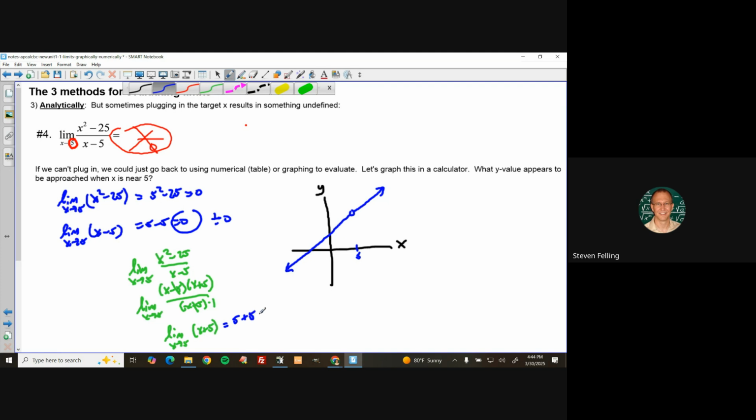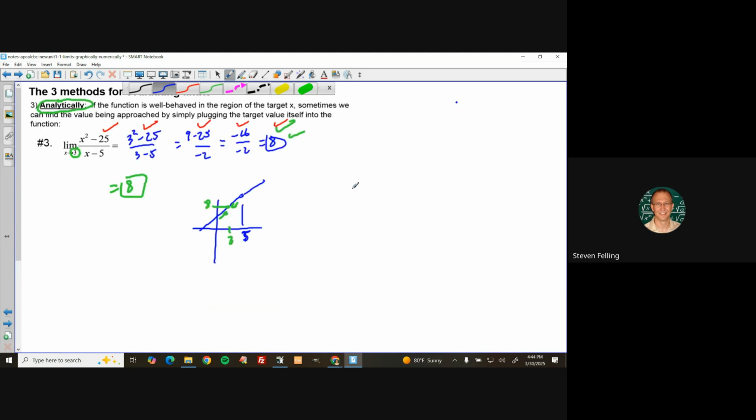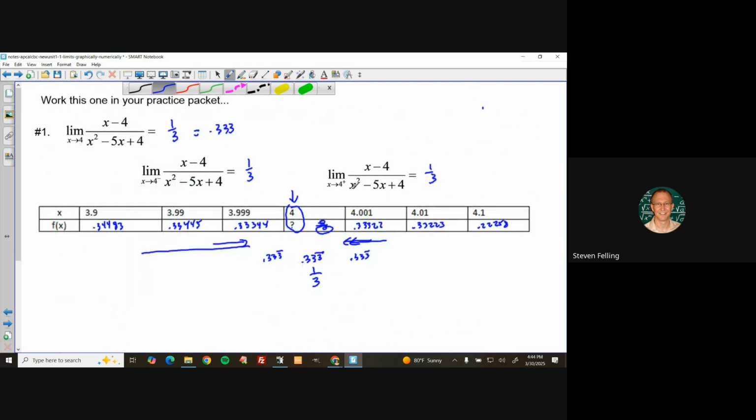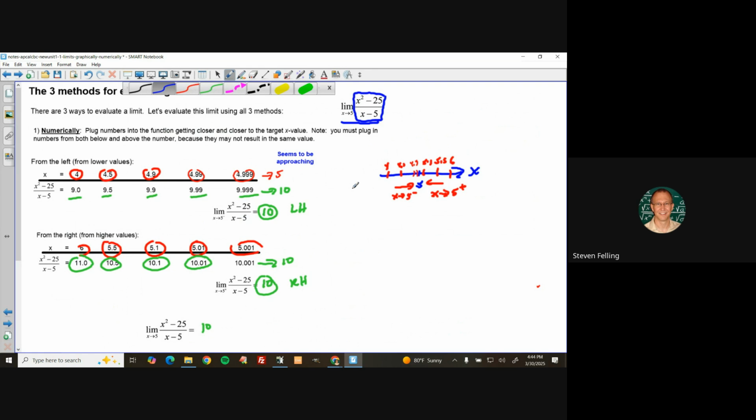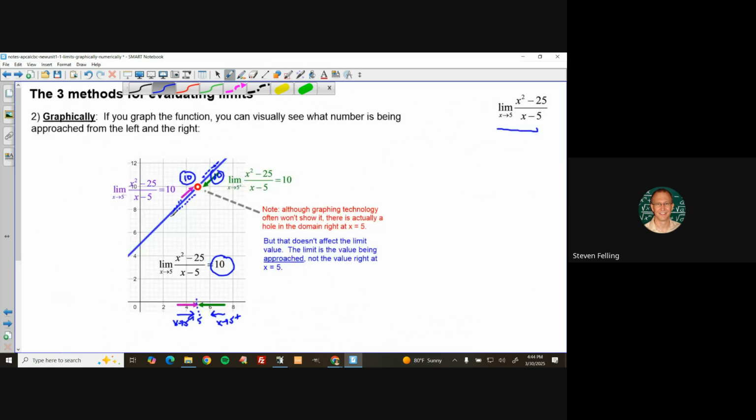5 plus 5 is 10, and that is in fact the number that I'm approaching both from the left and the right. Right, so just as we saw on the first screen, we've been working with the same function, right? If we try numbers approaching 5 from the left, we get 10. If we try numbers approaching 5 from the right, we get 10. If we graph the function, the graph appears to be approaching 10, but we can't literally plug a 5 in here for the x because that would be dividing by 0.